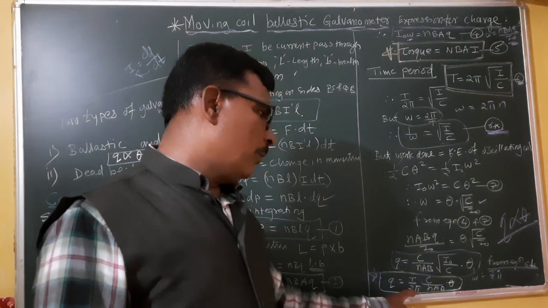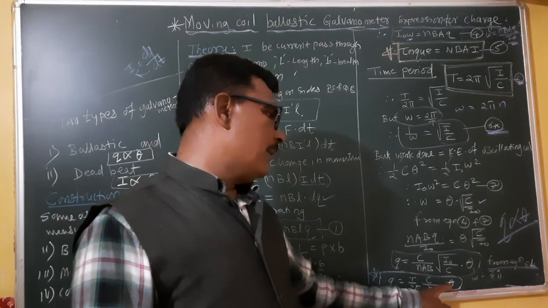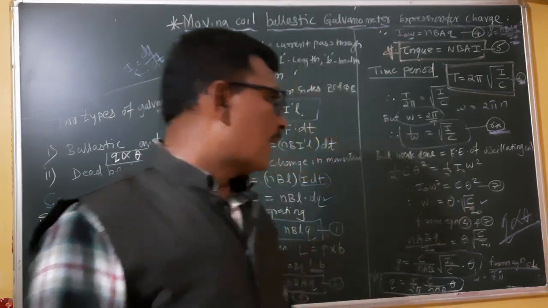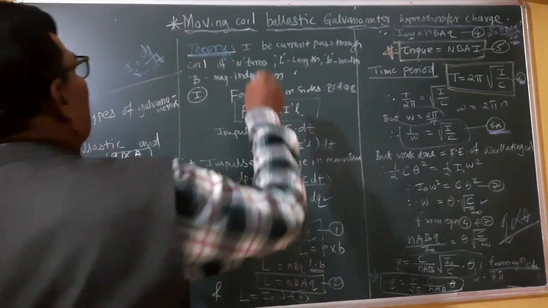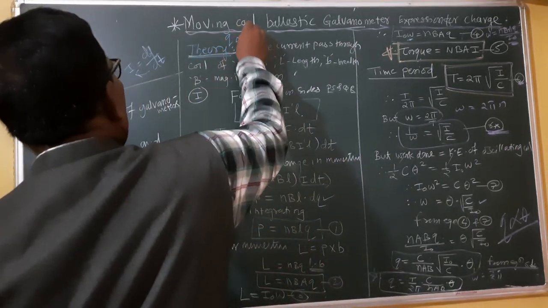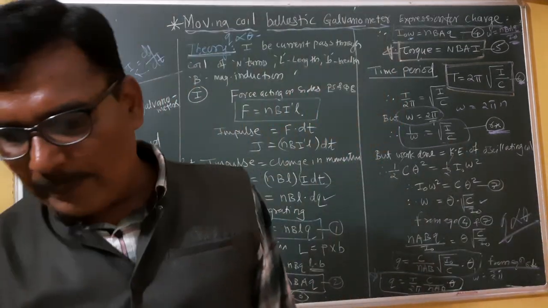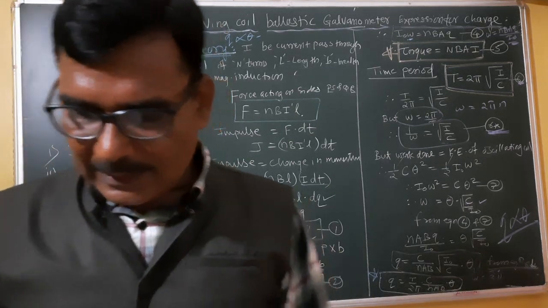T is the time period, 2 pi is the constant, C is the restoring constant, N is the number of turns, A is the area, B is the magnetic induction, and theta is the deflection. So we write that Q is directly proportional to theta. This is the expression for the charge of the moving coil galvanometer. That is also considered as a ballistic galvanometer.